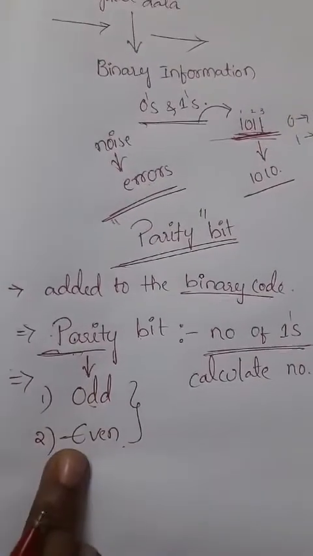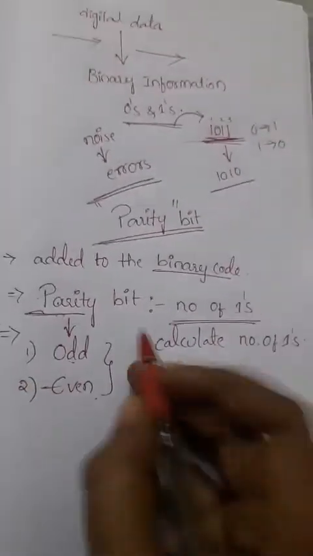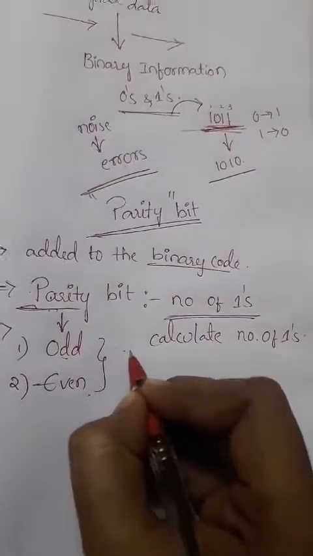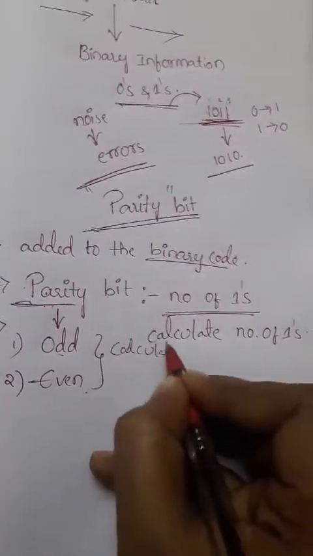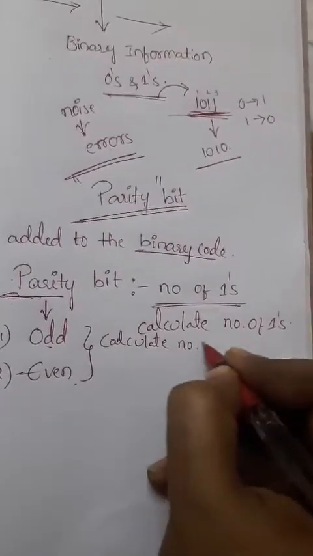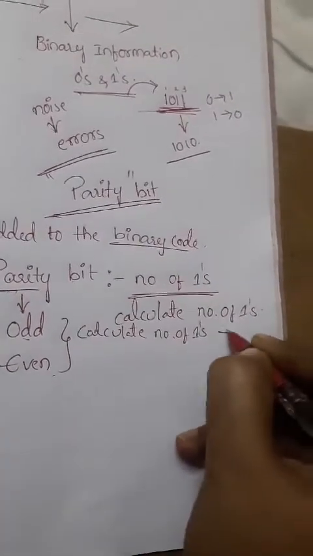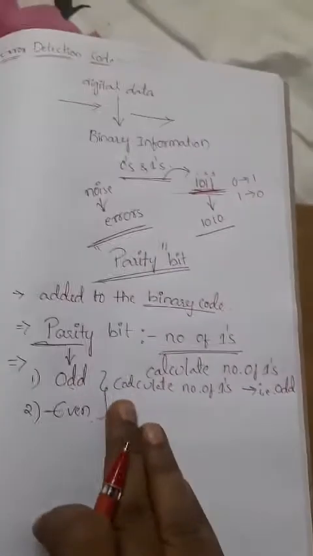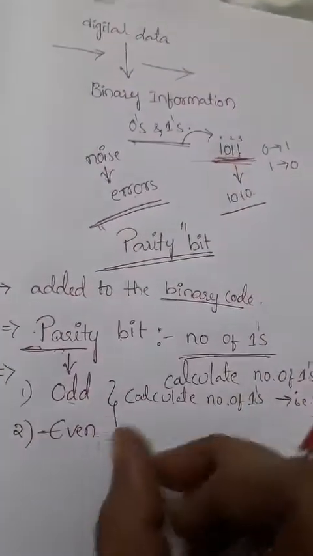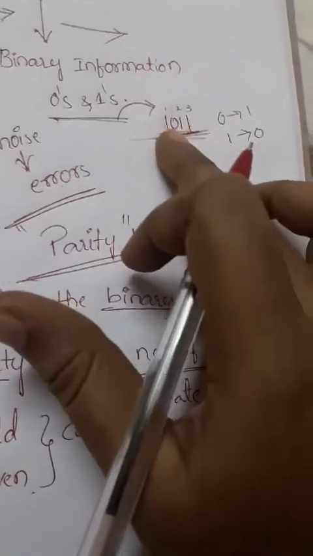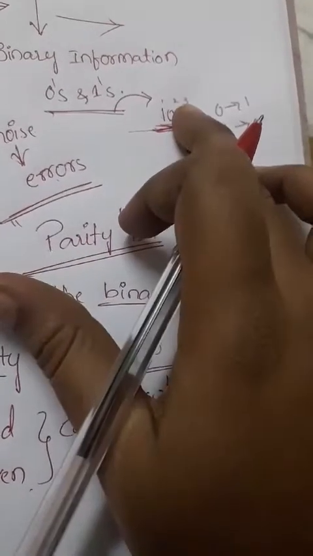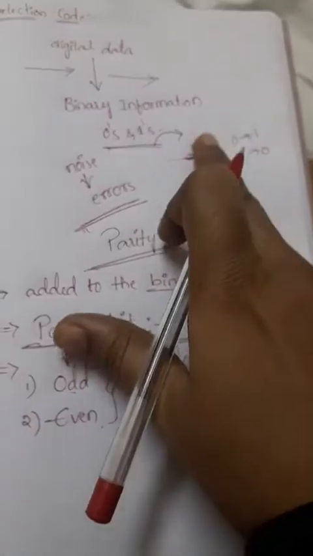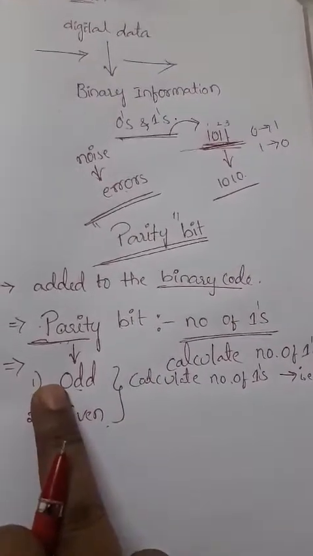That is parity. Now, what are odd parity and even parity? Odd parity means, the first step is to calculate the number of ones, and that number must be odd. Once the calculation is completed, see how many ones we have in that binary code. For example, here we have 3 ones, right? 3 is an odd number. So directly we can say that it is odd parity.